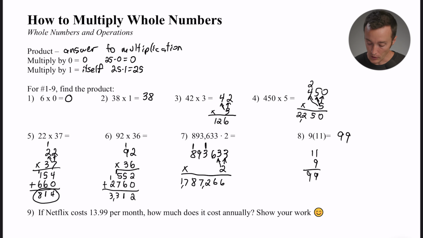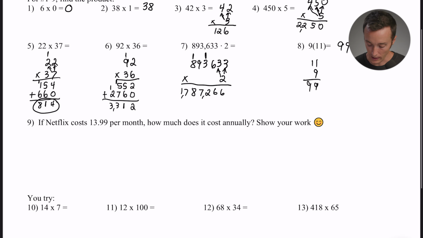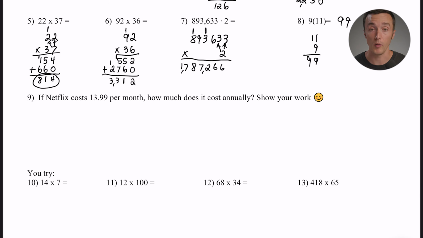Okay, now let's use what we've learned to try to answer sort of a real-world problem using multiplication. So it says, if Netflix costs $13.99 per month, how much does it cost annually? And it wants me to show my work here. So this is a pretty classic question. It's asking annually. That means in a 12-month period, how much is Netflix going to cost us for the entire year, the entire 12 months?